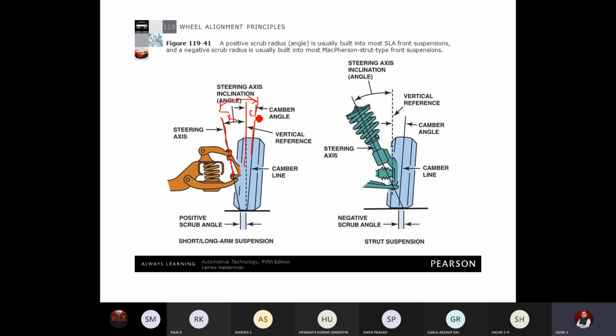You can see here the vertical line hits the ground at this point. The steering axis hits the ground at this point. The distance between the two, we call it the scrub radius. Suppose if these two meet at a common point, then the scrub radius will be 0. If the steering axis crosses the center line or vertical line and hits the ground on the other side, it is called the negative scrub radius. If you see this animation, you can clearly understand. Any doubts, you can ask me here. So we have distinguished between positive scrub radius and negative scrub radius in this sketch.